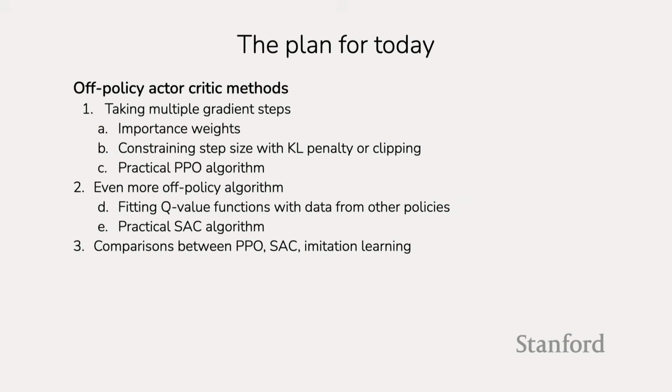Okay, so let's get into the main topic of today, which is that when we talked about actor-critic methods last week, we were primarily considering on-policy actor-critic methods. And today we're going to get into two real algorithms that people use, PPO and SAC. And we will start from the actor-critic formulation and see how we can make them off-policy to be more efficient. And then at the end, we'll talk about how PPO, SAC, and imitation learning compare to each other.